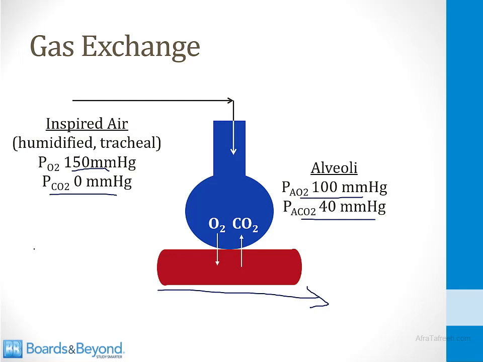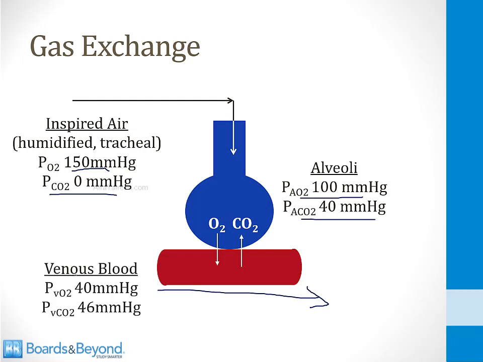Blood coming into pulmonary capillaries comes from our venous system. It has a very low concentration of oxygen because oxygen has been consumed for metabolism by tissues. So the partial pressure of oxygen in venous blood is about 40 under normal circumstances. The carbon dioxide content is relatively high. It's usually about 46. That's because carbon dioxide is produced by metabolism.